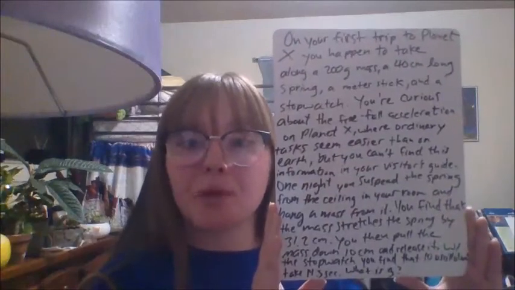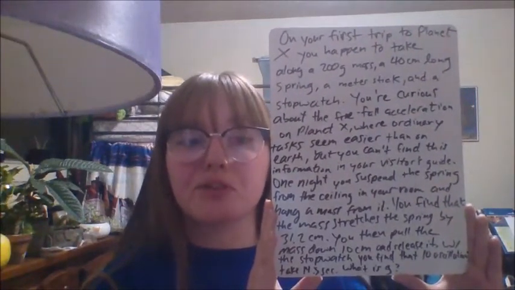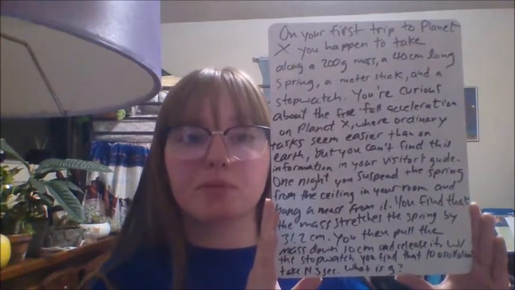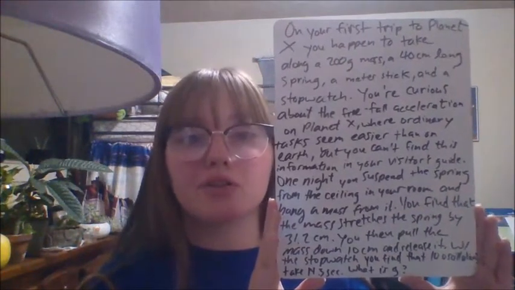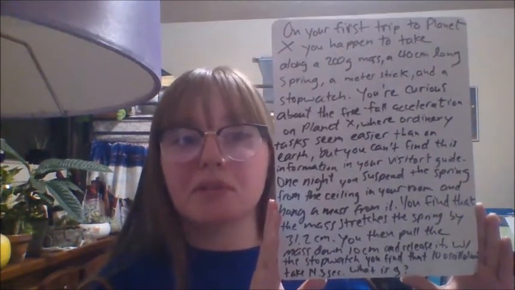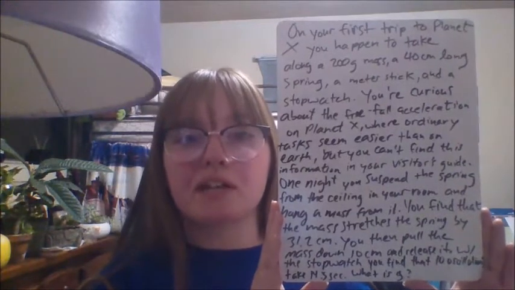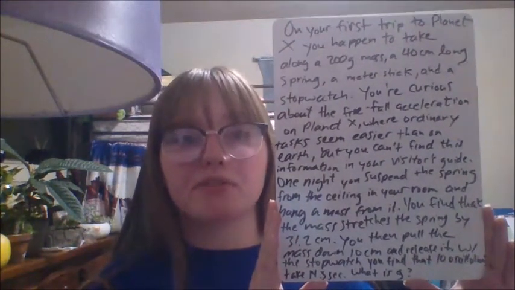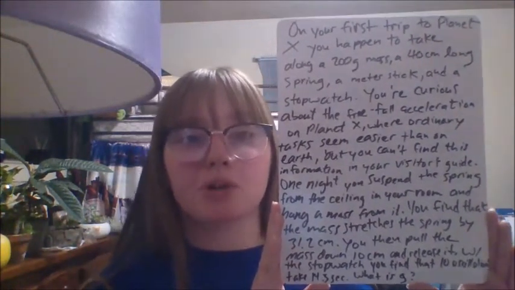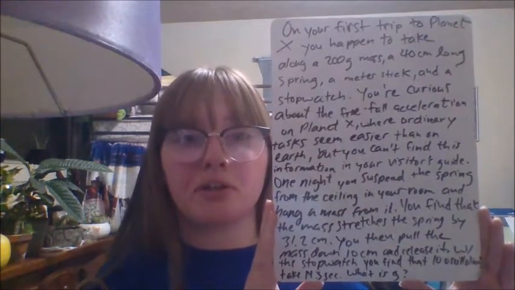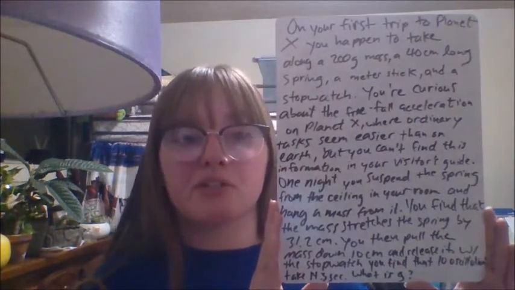I'm going to be doing problem 15.65, so it reads: on your first trip to planet X, you happen to take along a 200-gram mass, a 40-centimeter long spring, a meter stick, and a stopwatch. You're curious about the free-fall acceleration on planet X, where ordinary tasks seem easier than on Earth, but you can't find this information in your visitor's guide.